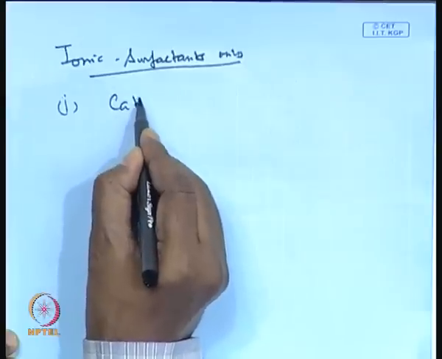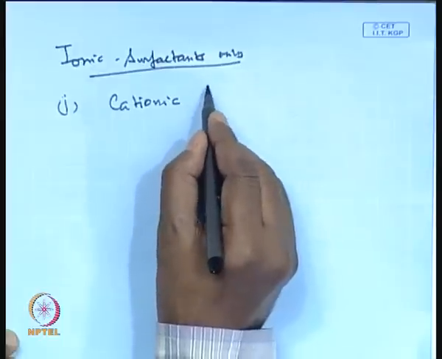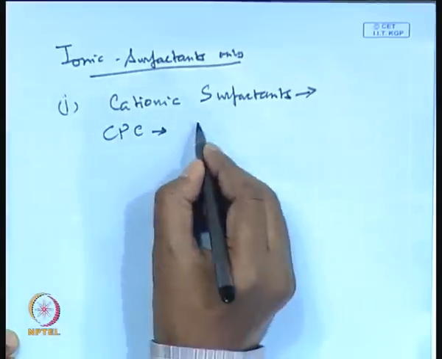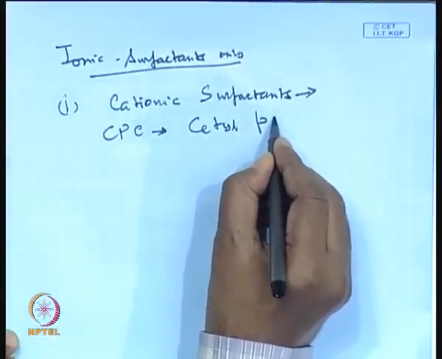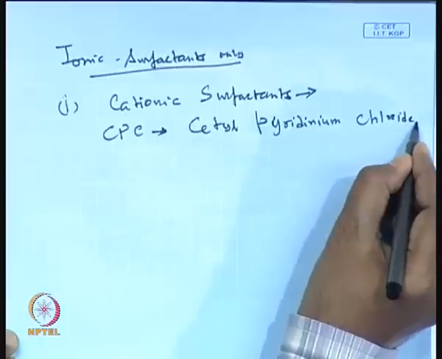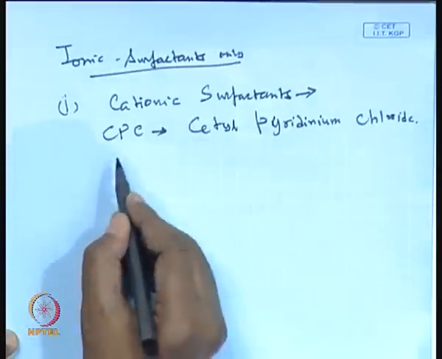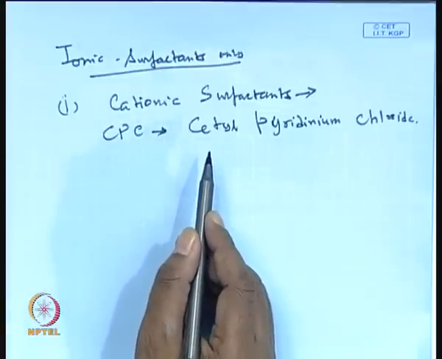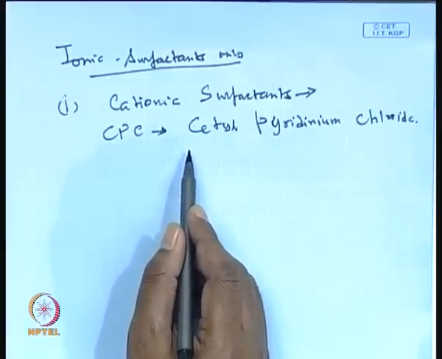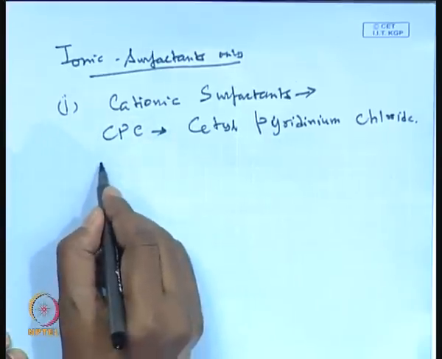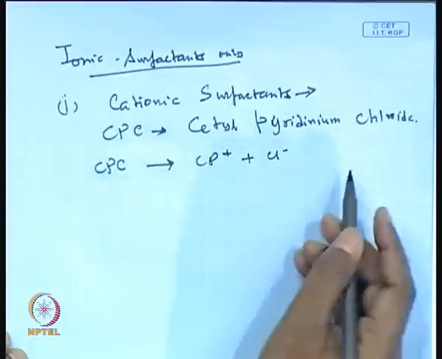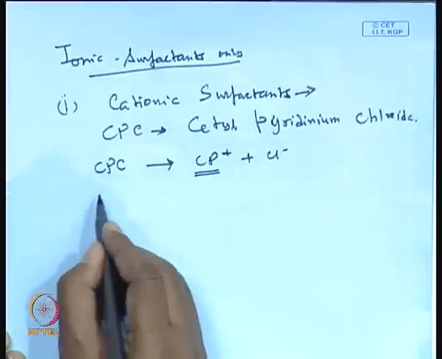The first one is the cationic surfactants. An example is CPC, cetyl pyridinium chloride. This surfactant has a cetyl pyridinium group with a chloride. When you put it into the aqueous solution, this chloride will come out in the solution. The head group of this surfactant will be positively charged, because the chloride will go away. So, CPC in water becomes CP plus and Cl minus. Cl goes into the solution, and the surfactant has a positively charged head group.